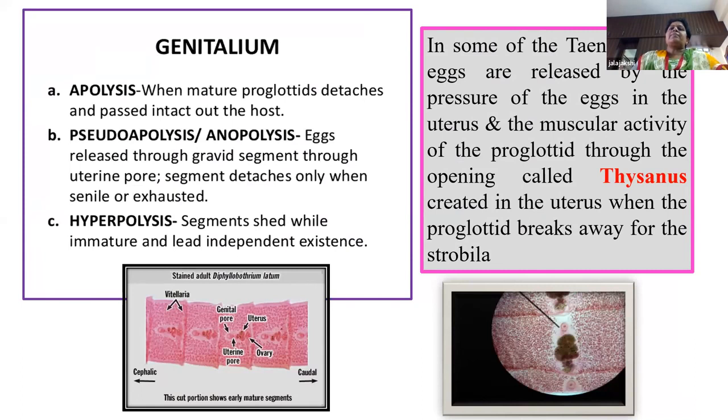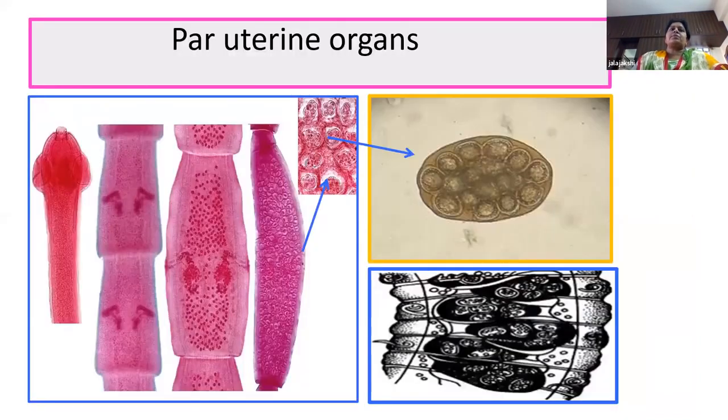The third one is hyperapolysis. Segments are shed while they are immature and they lead an independent existence outside of the host. And in the Thysanosoma condition, some tapeworm eggs are released through an opening created in the uterus, and by the pressure of the muscles and muscular activity of the proglottid, eggs will be released out. So these are the 4 important processes for release of eggs in the case of cestodes.